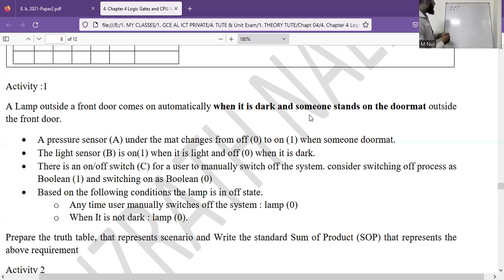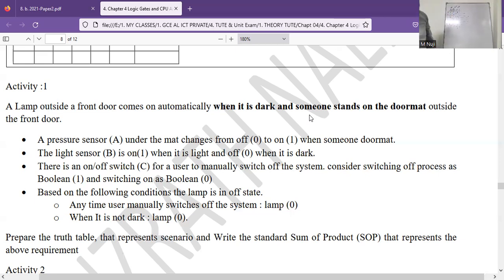So let's see. Here ABC is there, so 1, 2, 3, 4, 5, 6, 7, 8 rows and all. Now the columns: 0, 1, 0, 1, 0, 1, 0, 1, then 0, 0, 1, 1, 0, 0, 1, 1, then 0, 0, 0, 0, 1, 1, 1, 1.